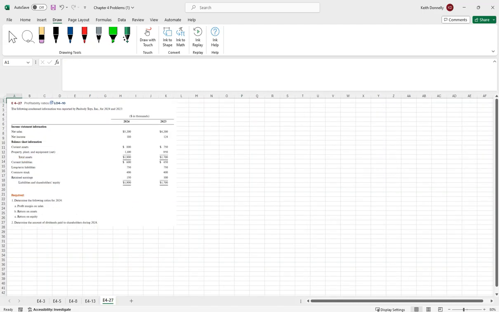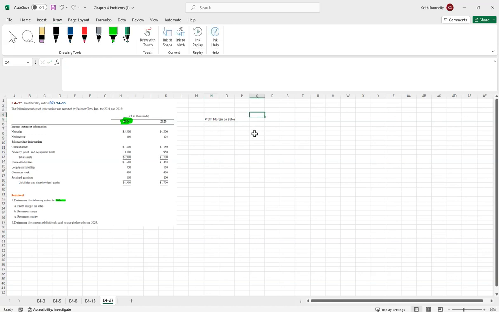All right, finally here. We have exercise 427. They're giving us a bunch of information. They're saying, can you please calculate for 2024, so we're looking at 2024 here, profit margin on sales, return on assets, return on equity for it, okay? And then afterwards, they're asking us for dividends. We'll see if we get to that. So let's look at these one by one. We'll start with the profit margin on sales.